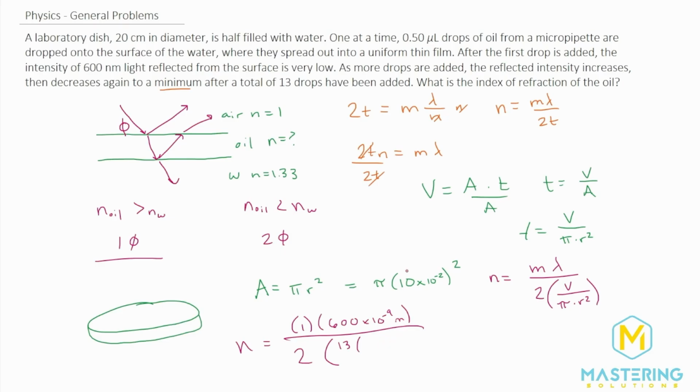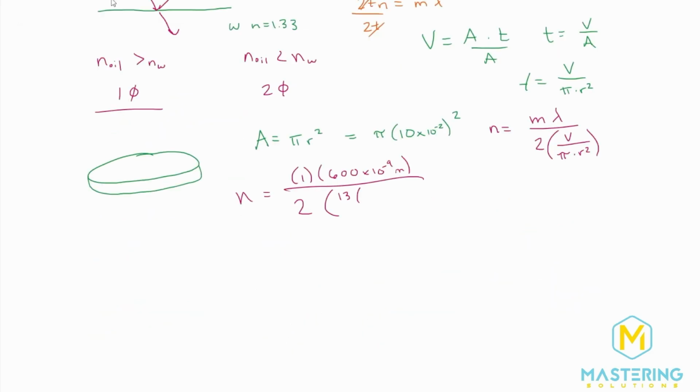And let me give us some more space. There's a really important point that we need to talk about here, and this is really a tricky point. I missed it at first too. What does the question tell us? They tell us that we have 0.5 microliters, but liters is not the standard SI unit, so we have to convert that to cubic meters. 1 liter is equal to 1 times 10 to the negative 3 cubic meters, or 0.001 cubic meters. And what does micro mean?